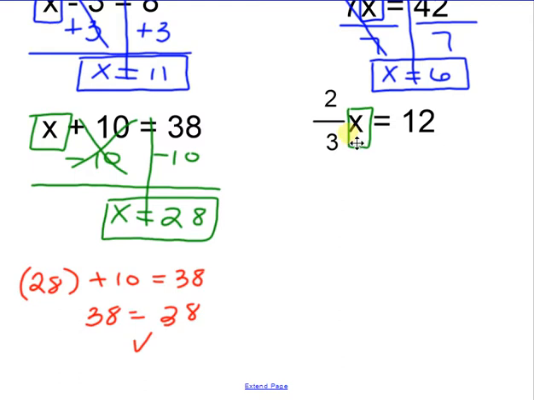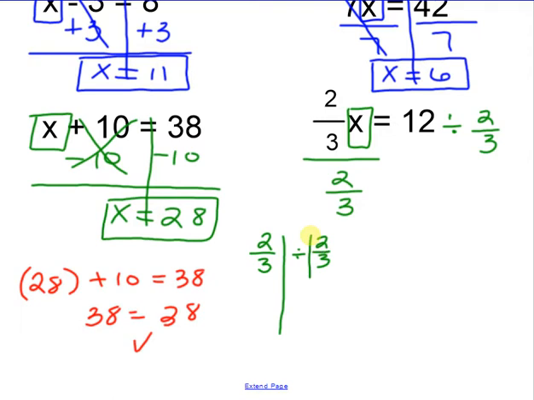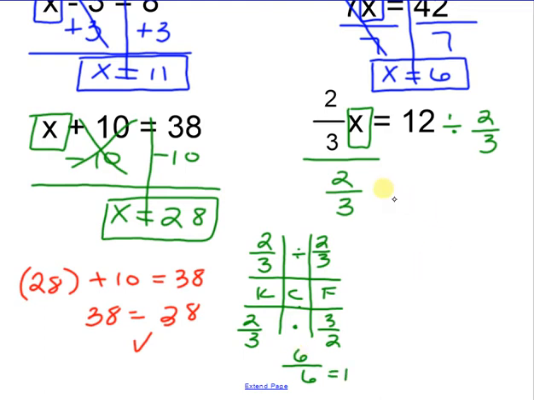So the opposite of multiplication is division. So you're going to divide by 2 over 3. And over here you're going to divide by 2 over 3. Now when you do tic-tac-toe with these, they're going to cancel each other out. So 2 over 3 divided by 2 over 3. We're going to do a quick tic-tac-toe. And you have keep, change, flip. So it's 2 over 3 times 3 over 2, which is going to give you 6 over 6, which equals 1. So they're going to cancel out. And you're left with x equals.